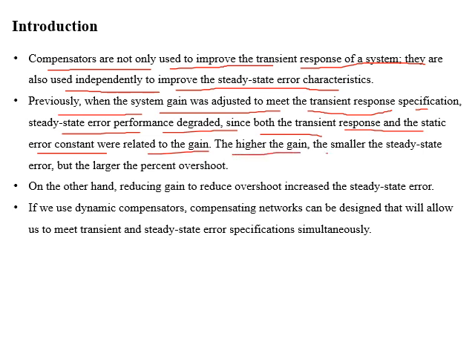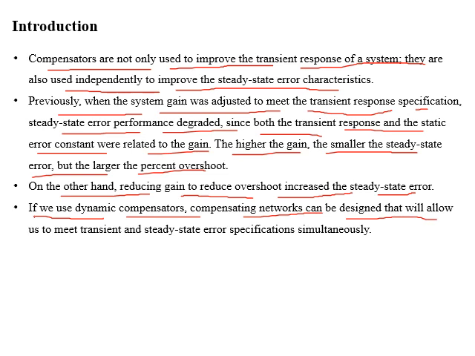As we increase the gain k to a higher value, the steady-state error will reduce to a smaller value. But with this, our percent overshoot will also increase. On the other hand, reducing the gain will help us reduce the percent overshoot, but it will also increase the steady-state error. Now, if we use dynamic compensators, these compensating networks will allow us to design our system to meet the given transient condition and steady-state error specification simultaneously.